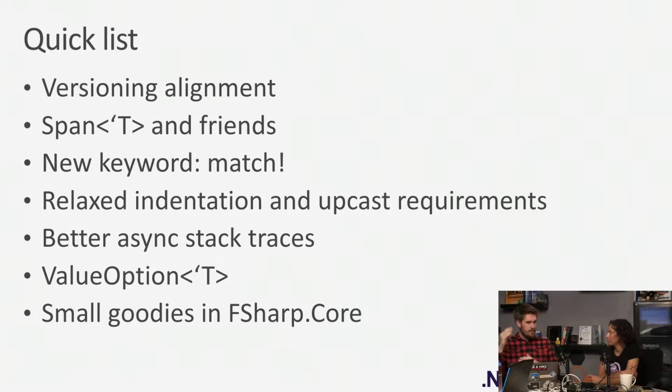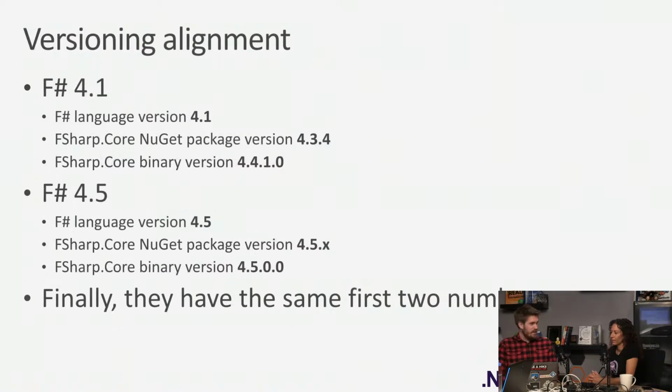We have value option of T, which is similar to option of T, except it's a value type, so it's a struct rather than the heap allocated one. There's that type and a little bit of stuff with it, but it's more a building block for some future things that we want to do with it. And then we have some smaller goodies in the F# core library, just some nice improvements, small performance improvements, bug fixes, lots of community involvement there, and a few utility functions that make your life easier.